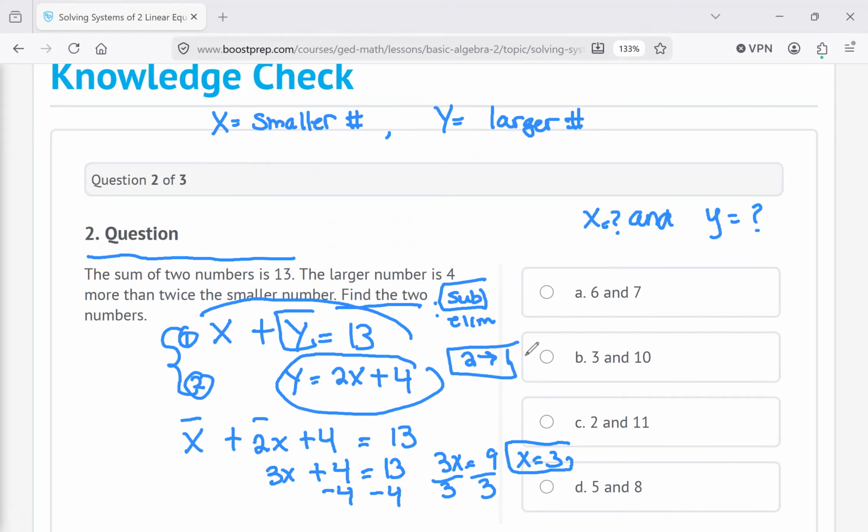Now, because we need to find both, let's solve for y. I'm going to plug this into the second one. So y equals 2 times 3 plus 4. 2 times 3 is 6, plus 4 is 7, 8, 9, 10. So my y is 10, my x is 3. We want both, so that is 3 and 10, so that is letter B.